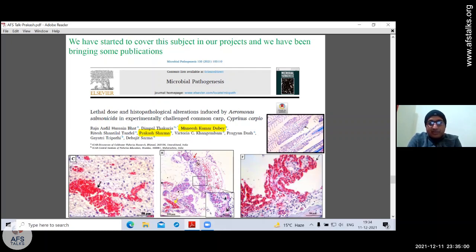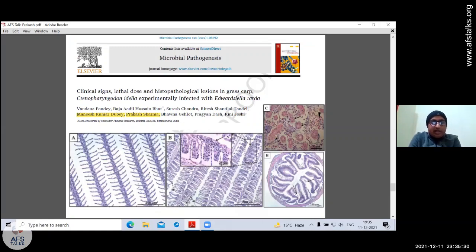And this is the cursor I'm moving here to show how it affects the gill. So this is a lamellar fusion, the indication of lamellar fusion, as well as what is called the hyperplasia of the secondary epithelium or secondary lamellae. This kind of histopathological markers we are trying to develop to work with different kinds of pathogens. So this is another study we can do in DCFR.